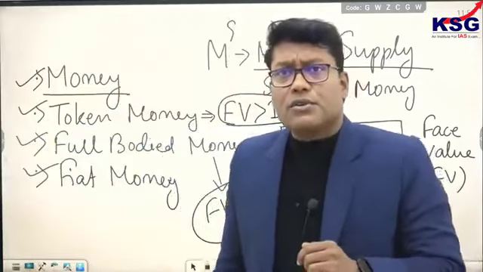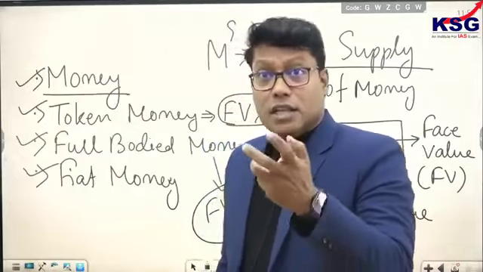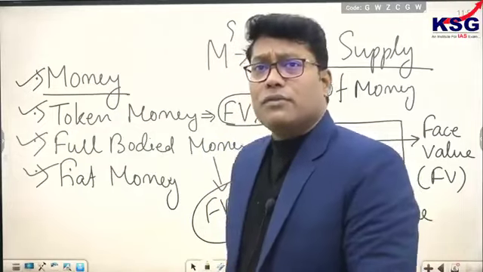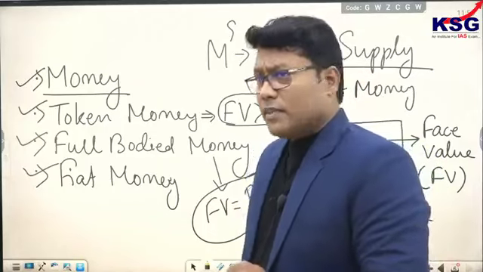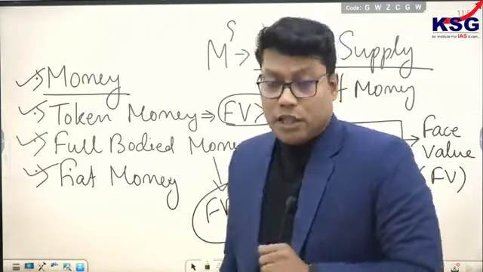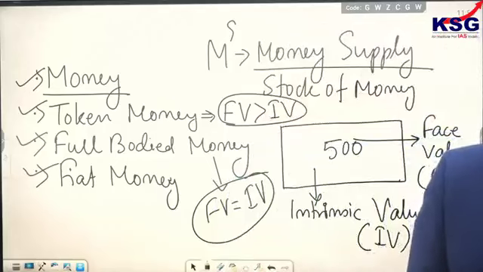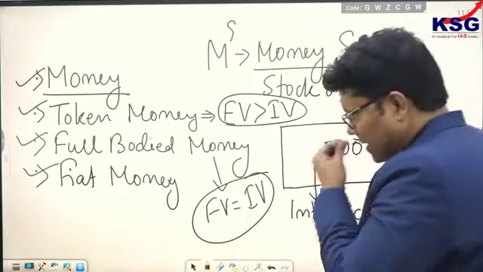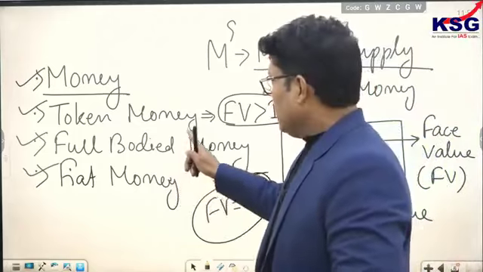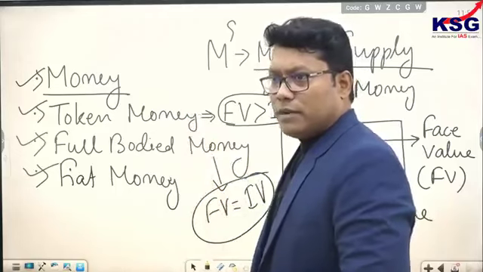A good example is your gold coin, silver coin. These all are the nature of full bodied money. Clear? Find here? Check it, clear it and check. Clear to all? Token money, full bodied money.